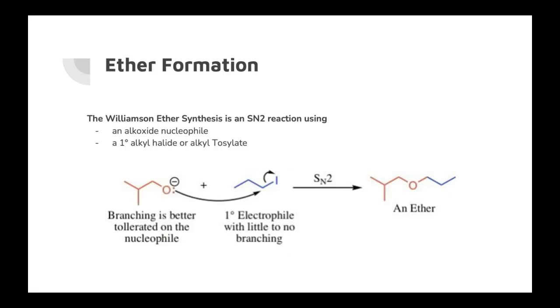We can also make ethers using alcohols, so we start with a deprotonated alcohol or an alkoxide nucleophile, and then it will attack any primary electrophile, and you can create an ether using SN2 chemistry.